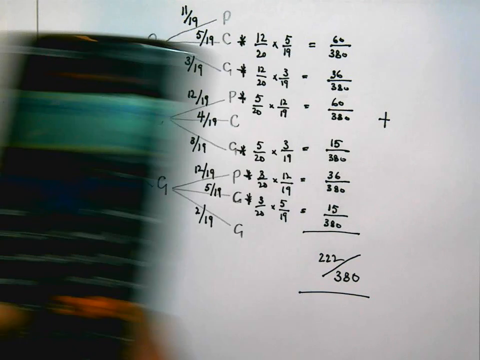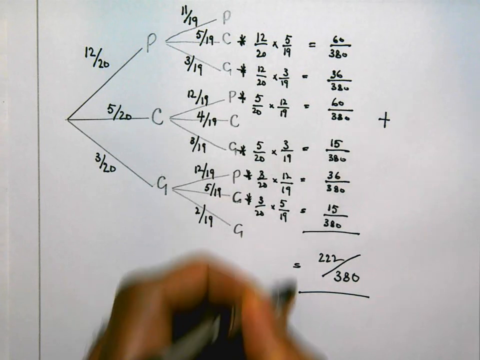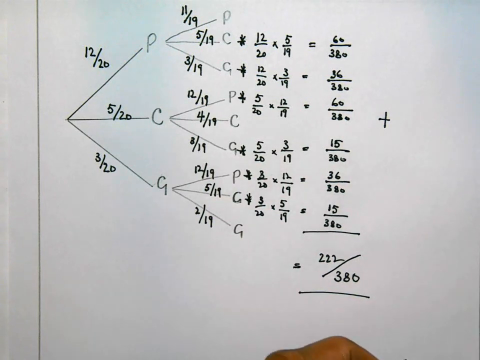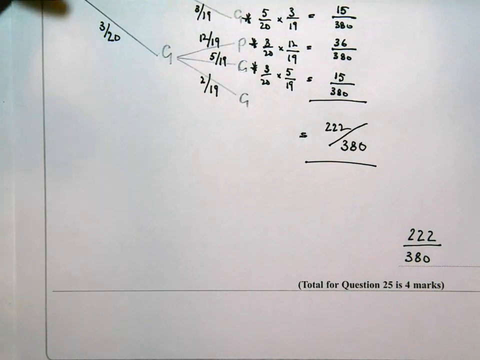So my final result is 222 over 380. Note the question didn't say anything about simplifying or putting it into some other form, so I'm going to leave my answer like that, 222 over 380, and that answer is acceptable and correct. You should get full marks given this. This is a 4-mark question. There's quite a lot there for 4 marks. Make sure you do get it.